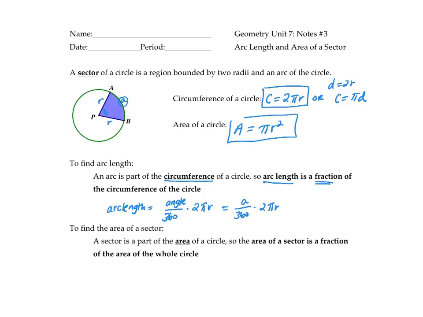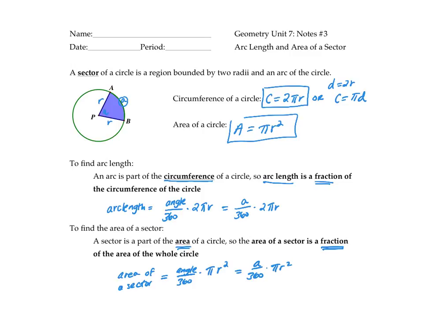Okay, to find the area of a sector, since a sector is a part of the area of a whole circle, the area of a sector is a fraction of the area of the whole circle. So, area of a sector is equal to, again, your angle divided by 360 times pi times the radius squared. I'll just shorten that to be a divided by 360 times pi r squared.